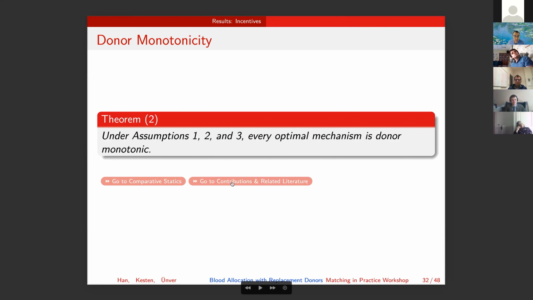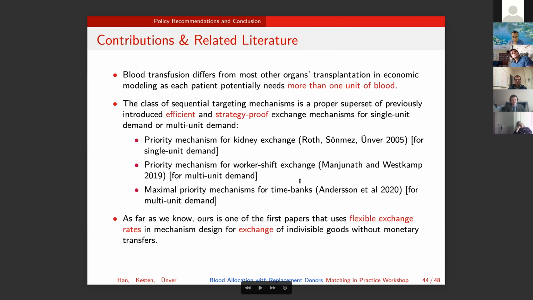Okay, and this is related to the previous literature, like I said, in kidney exchange, dual organ exchange, we talked about at some point, and these other exchange markets, worker shift exchanges and priority mechanisms. And in the paper, actually, we generalize this result using this extended proof.